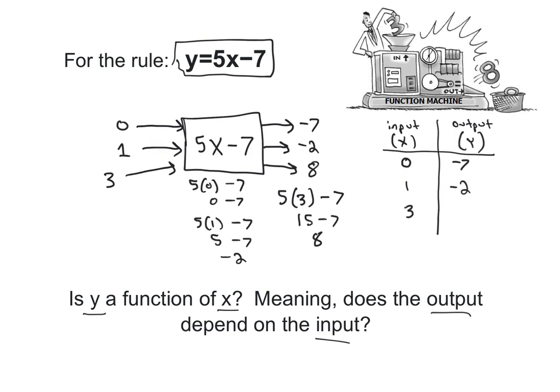And I'm actually going to color code these. Here's an input and its corresponding output. An input and its corresponding output. An input and its corresponding output. So again, with all of these numbers, you couldn't throw a 3 in there and get any other number than an 8. You couldn't throw a 0 in there and get any other number than a -7. And on and on and on. Therefore, we would say that y is a function of x, meaning that what number comes out does depend on what number goes in.